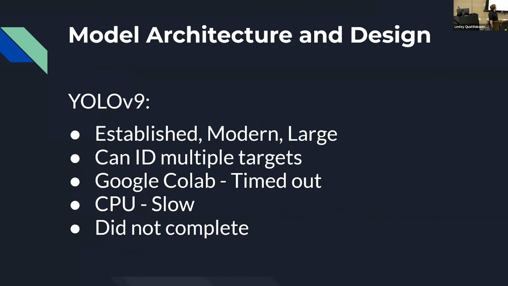And then for YOLO v9, that is actually an established algorithm. It's very modern, as in it came out like a month ago. And it is also very large. I believe it's about 9,000 layers, I read. And it can ID multiple targets within a single image, making it very useful for aircraft identification.